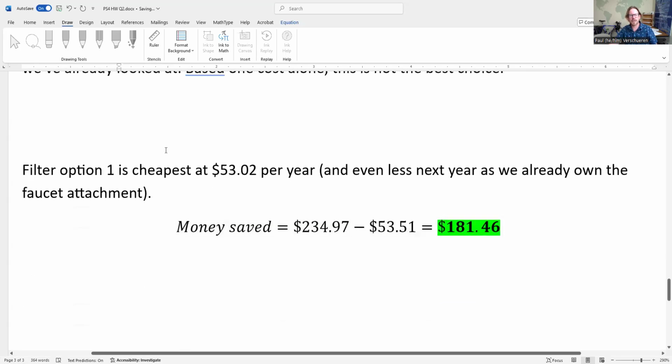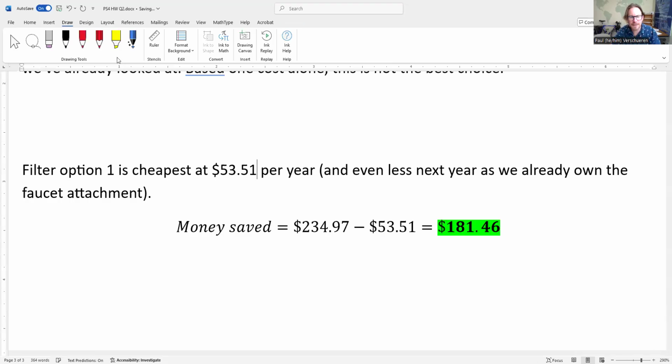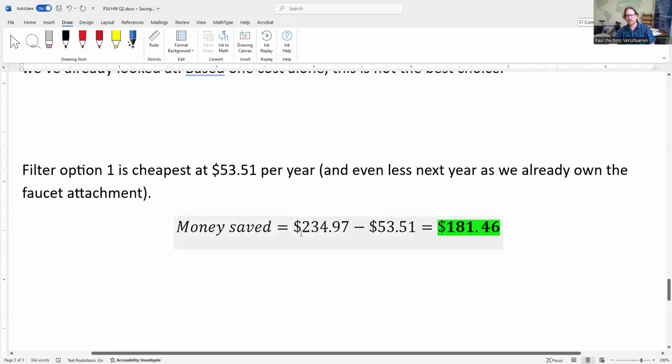And the final question is, how much money do you save if you go with the cheapest option? Filter option 1 is cheapest at $53.51 per year. That's what I had to fix. And even note that would be even cheaper next year because we already have that faucet attachment. We just have to buy filters in the future. So that's a savings of $181.46. That's just the cost of the bottled water minus the cost of the filtered water, we are up $181.46.